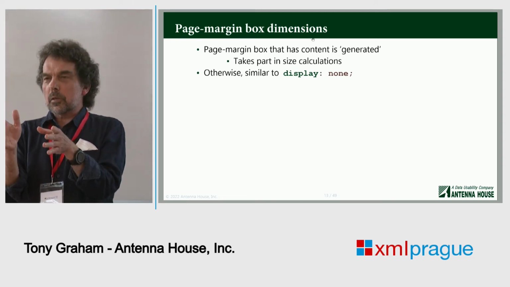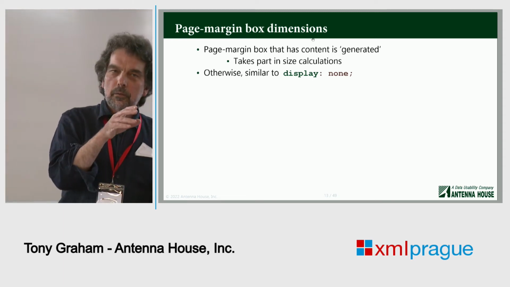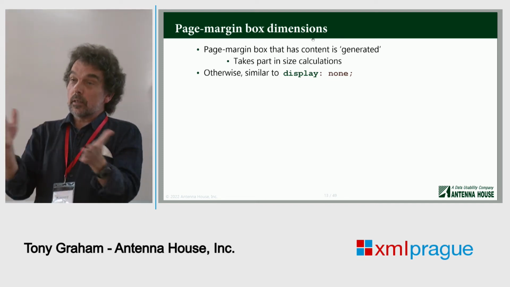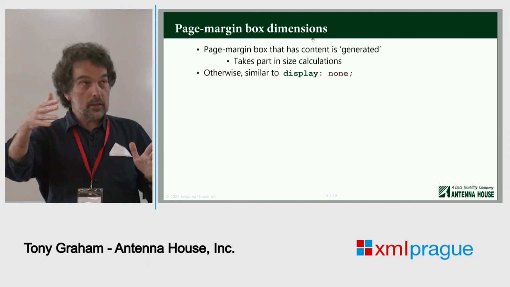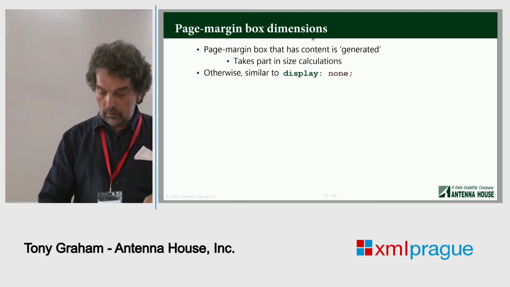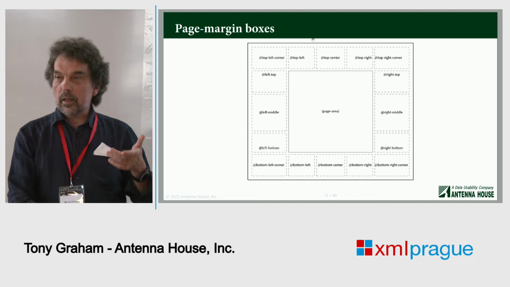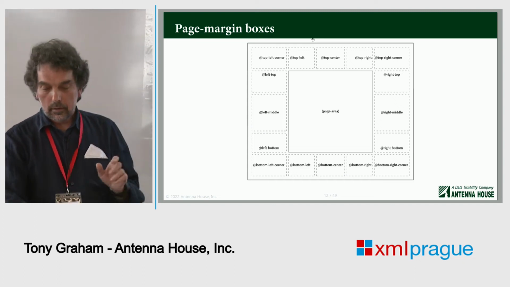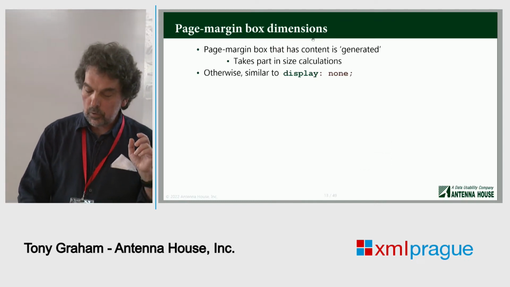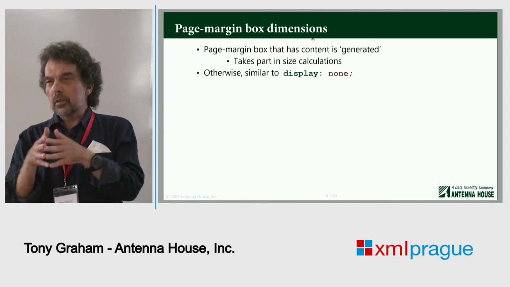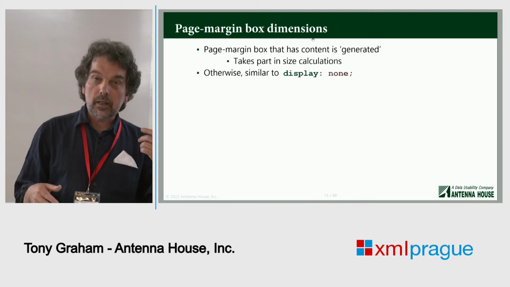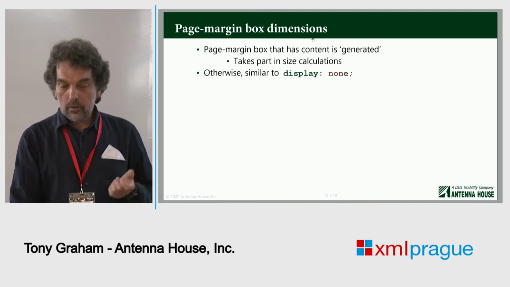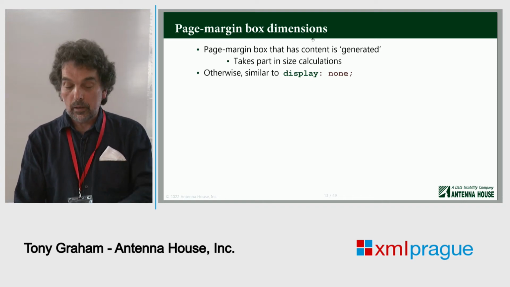A page margin box has to have content for it to be used. If you don't direct anything into a page margin box, then it takes zero size, and the remaining space on the top or bottom of the page is taken up by the page margin boxes that you use. There's a sort of algorithm we'll cover shortly. It's similar to having a page margin box with display none, which in CSS terms means it doesn't contribute to the display.